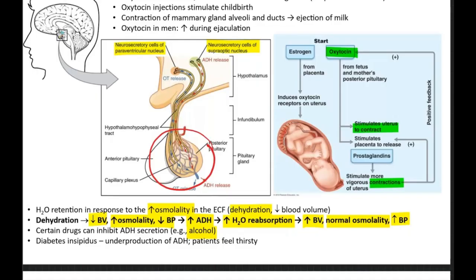Okay, makes sense? Now, the condition associated with antidiuretic hormone is underproduction. So, in this case, patients who underproduce ADH constantly release vast volumes of urine that is very diluted and constantly feel thirsty because they're losing water all the time.